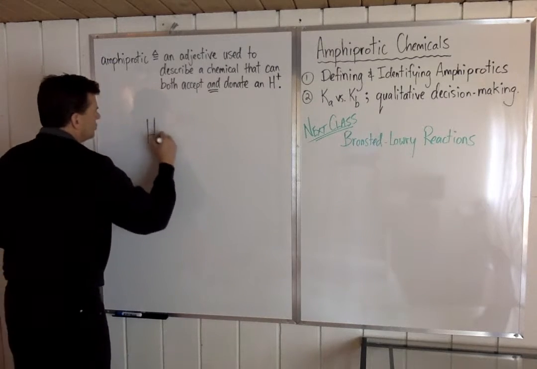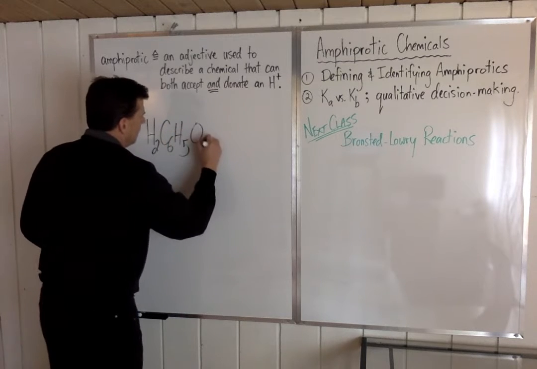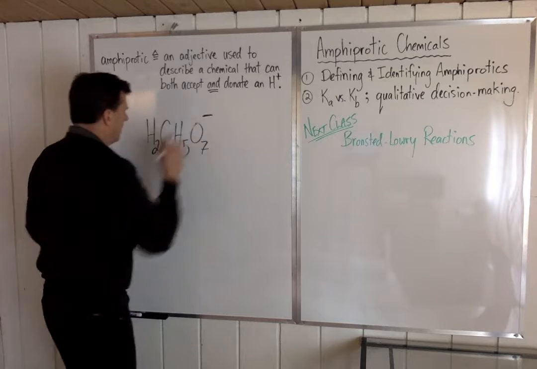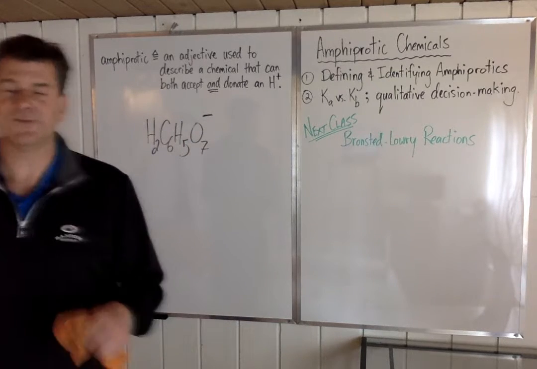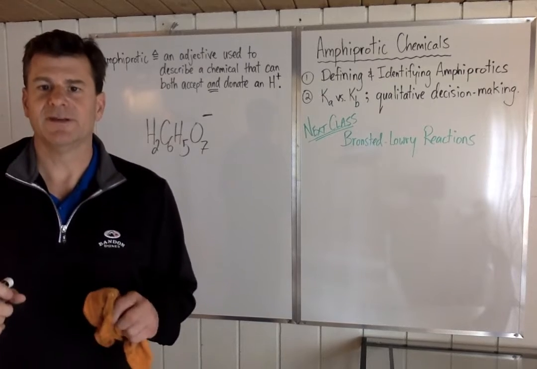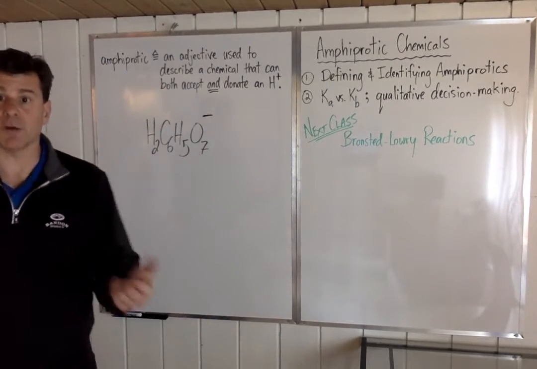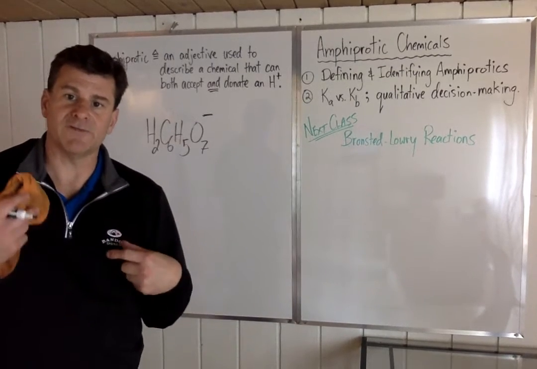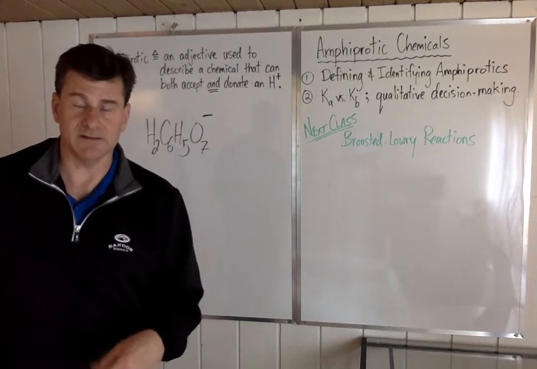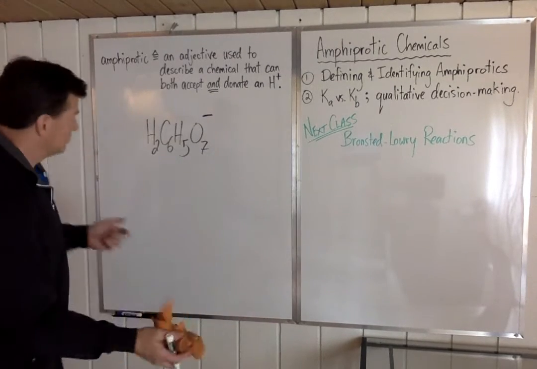How about H2C6H5O7 with a negative charge? So that's dihydrogen citrate. So it actually has 2 H's. It's diprotic, and it has a negative charge. So it's got both those properties of a base and an acid. Okay, so that is an amphiprotic species.